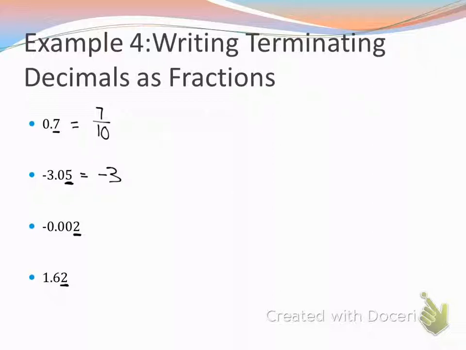And what number goes in my denominator? 100. What number goes in my numerator? 5. Okay, final answer? Why not? I have to reduce. How can I reduce 5 over 100? What does it become? 1 over 20. Negative 3 and 1 over 20.